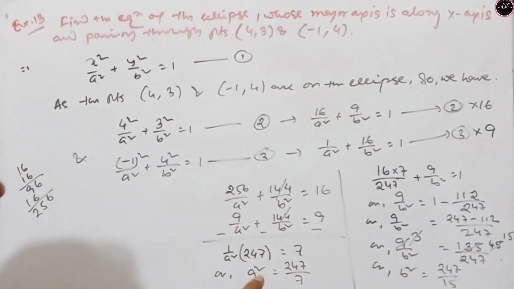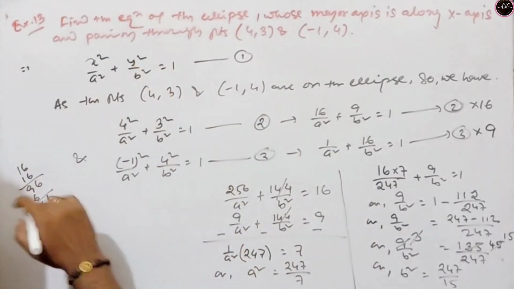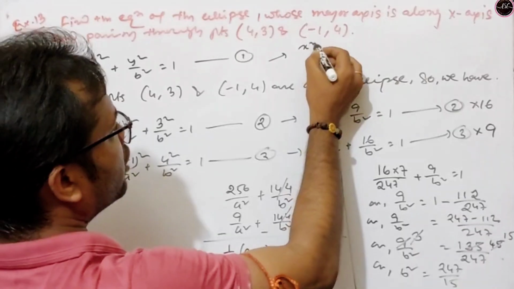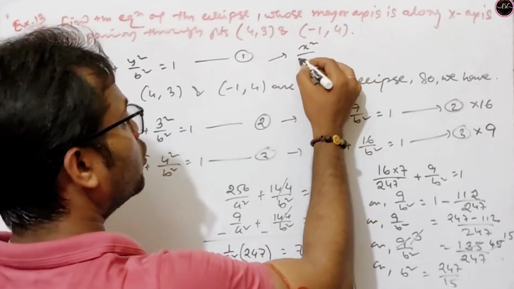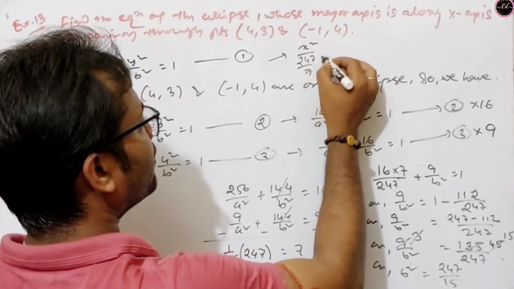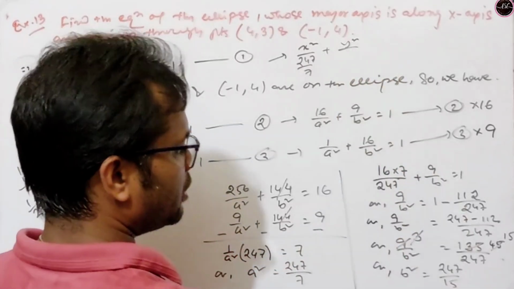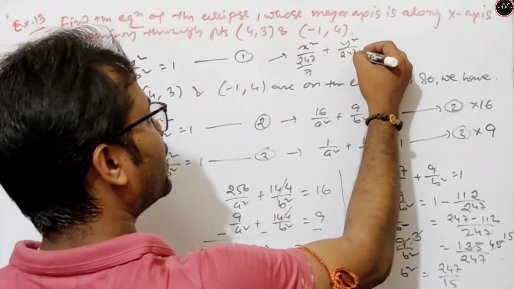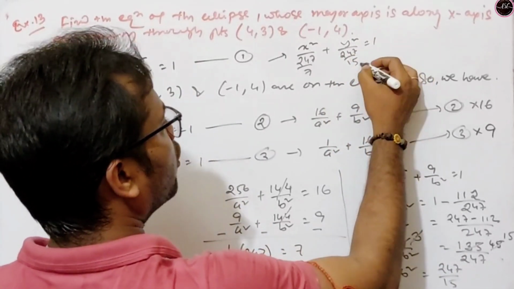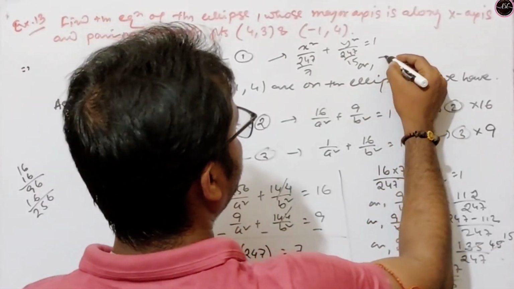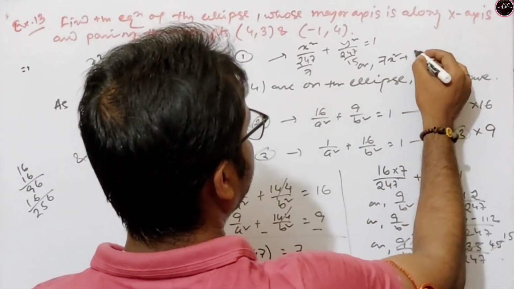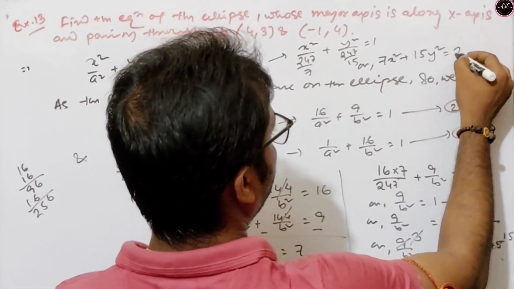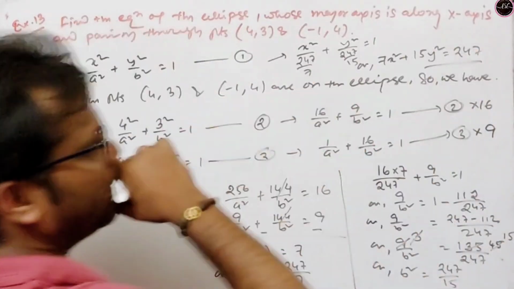So just put the value of a square and b square in equation 1. We have x square divided by 247 by 7 plus y square divided by 247 by 15 equal to 1, or this can be written as 7x square plus 15y square equal to 247. This is the required equation of the ellipse.